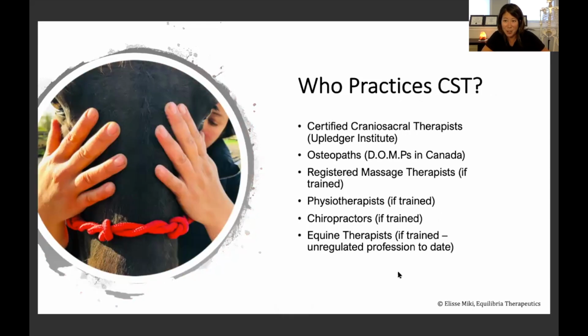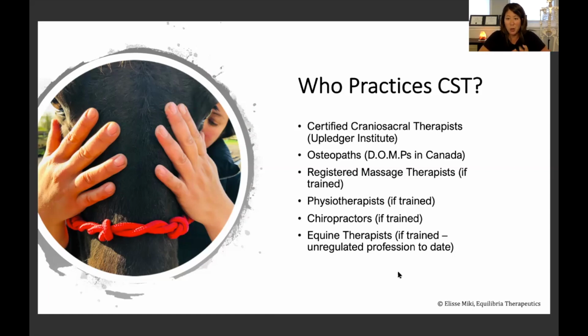So who practices craniosacral therapy? There's various different people across the world that are trained to practice craniosacral therapy. There's the certified craniosacral therapist directly from Upledger Institute. Now you can take those courses as a registered massage therapist, as a physiotherapist, or as a chiropractor. You can take those courses as an add-on, like a continuing education. You may also take those singularly, but if you take them singularly, it's a much longer program if you don't have a license coming in the first place.